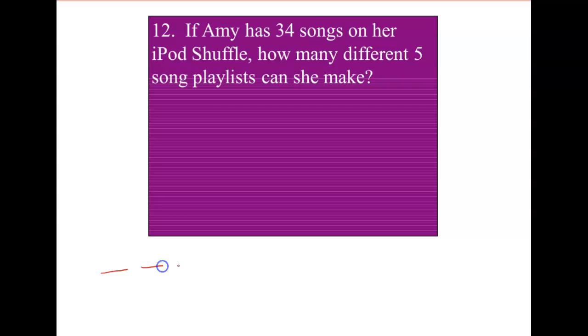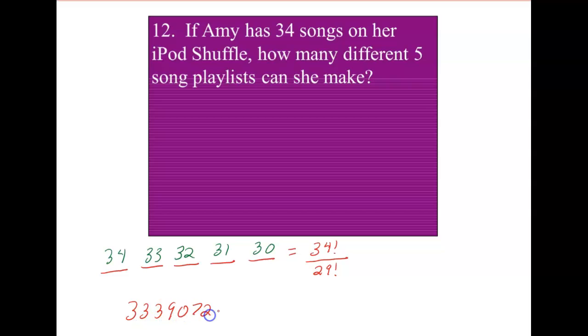So again, I'm going to do 1, 2, 3, 4, 5 dashes. So for the first song, Amy had 34 choices, then 33, 32, 31, and 30. For those of you that like that new method of factorials, 34 factorial over 29 factorial. And then typing this in your calculator, again, you could do either method, whichever is easier for you. You get 33,390,720. So that's how many different 5-song playlists there are where the order matters.